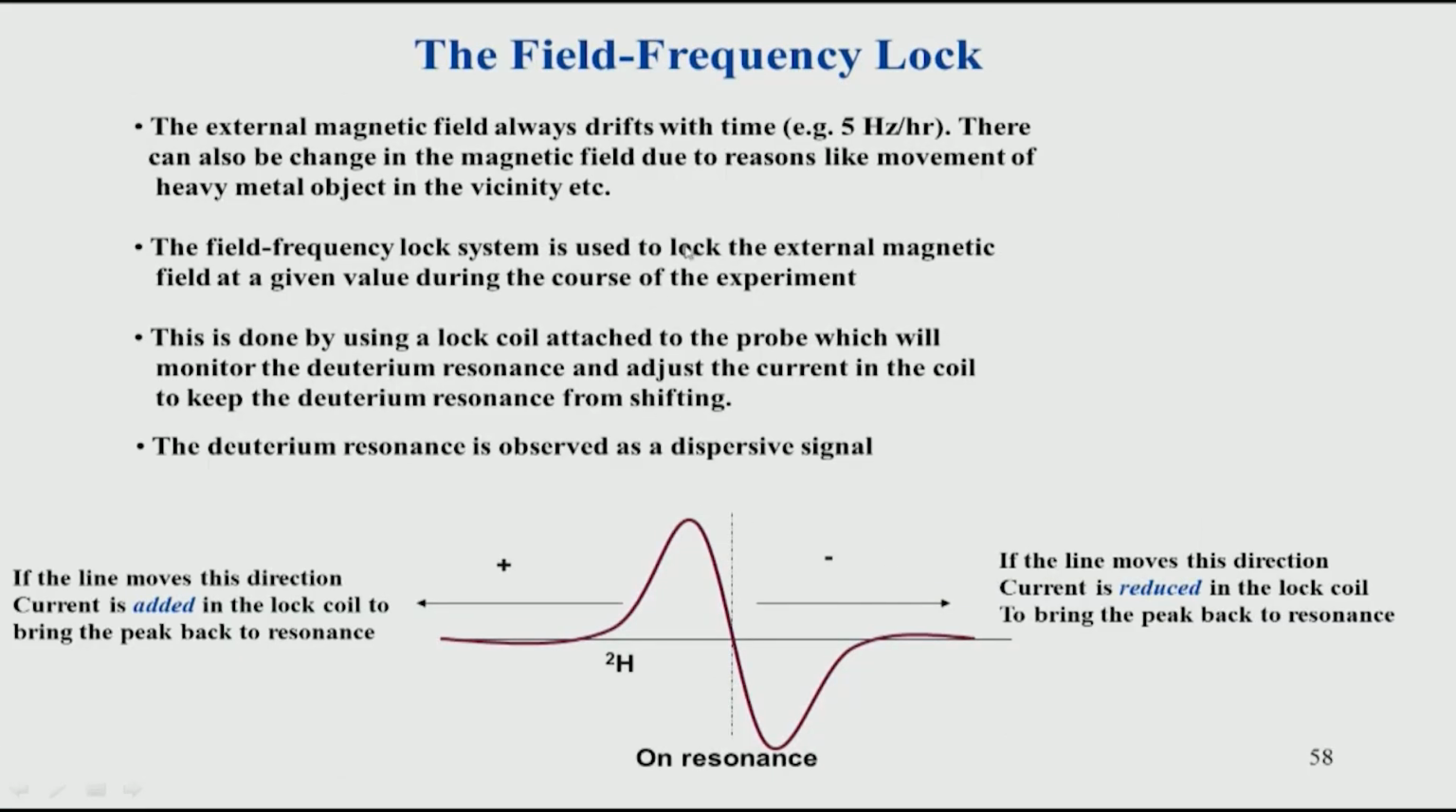The other thing which I showed you is what is called the lock. This is required because, as I mentioned in the last few slides, the magnetic field drifts with time. No magnetic field can be constant throughout. It always drifts to some extent, sometimes as low as 5, sometimes as high as 20 hertz per hour. Because the peaks we are studying are very narrow, we cannot afford to have this drift happening. So, we have to correct for this drift. How do we correct for it? This drift is corrected as follows.